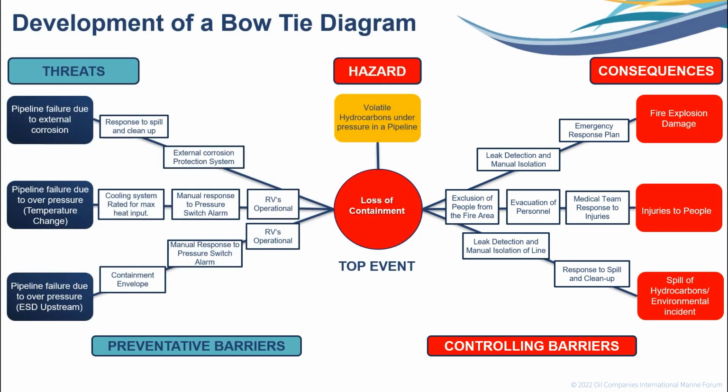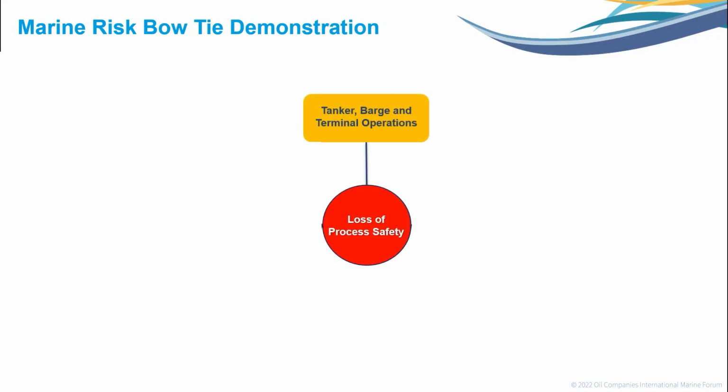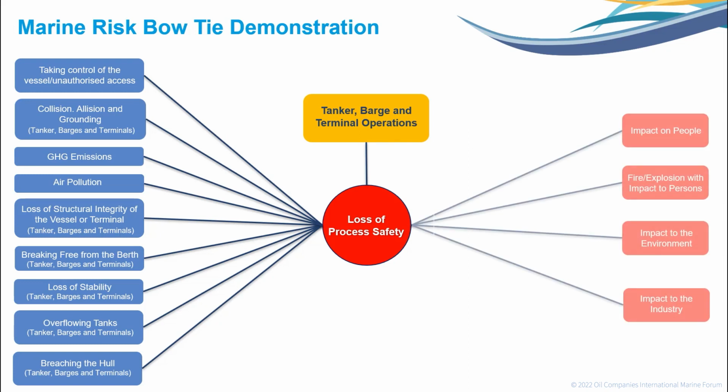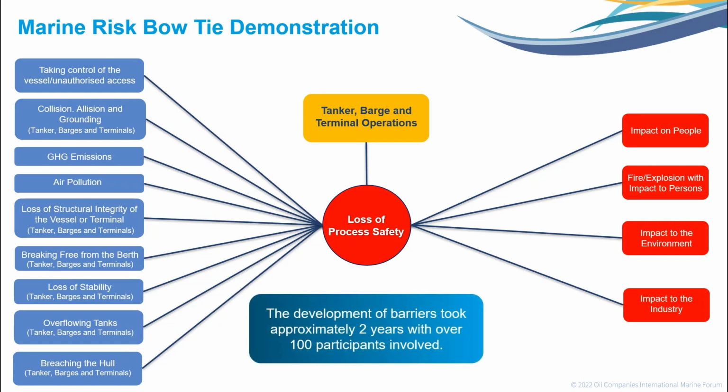This methodology allows the assessment of the completeness of barriers to ensure that each path from cause to event and event to consequence has effective control barriers, and that factors that could cause controls to fail, including management systems failures, are identified. The identification of areas of marine operations and the identification of priority threats and related barriers that would prevent loss of control of activities related to process safety, personal safety, and/or loss of reputation took approximately 2 years with over 100 participants from the OCIMF membership involved.